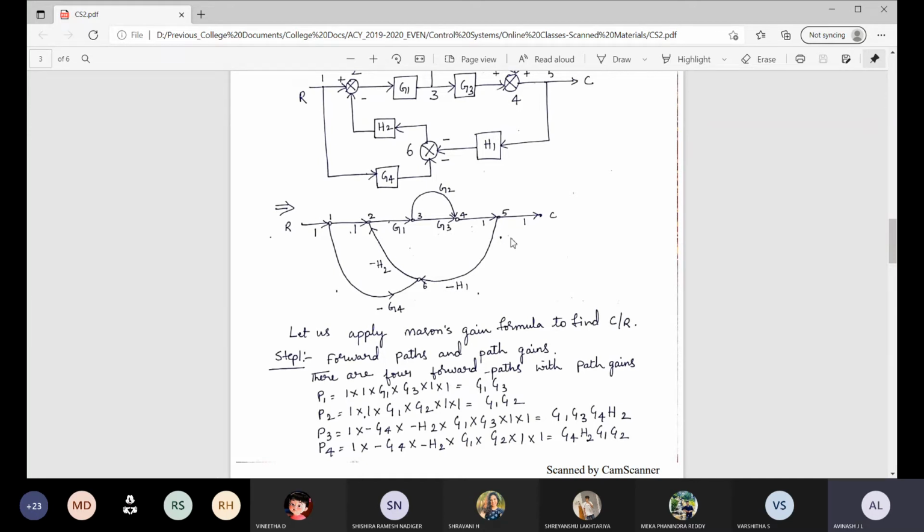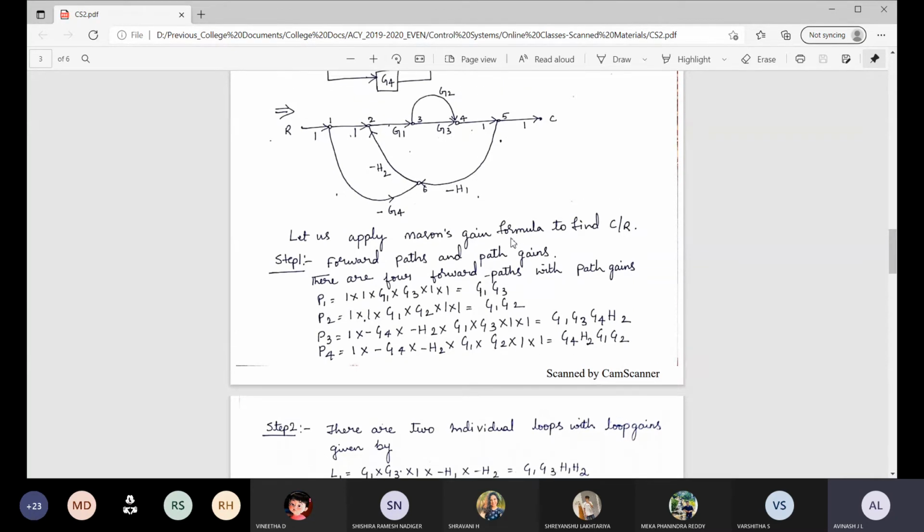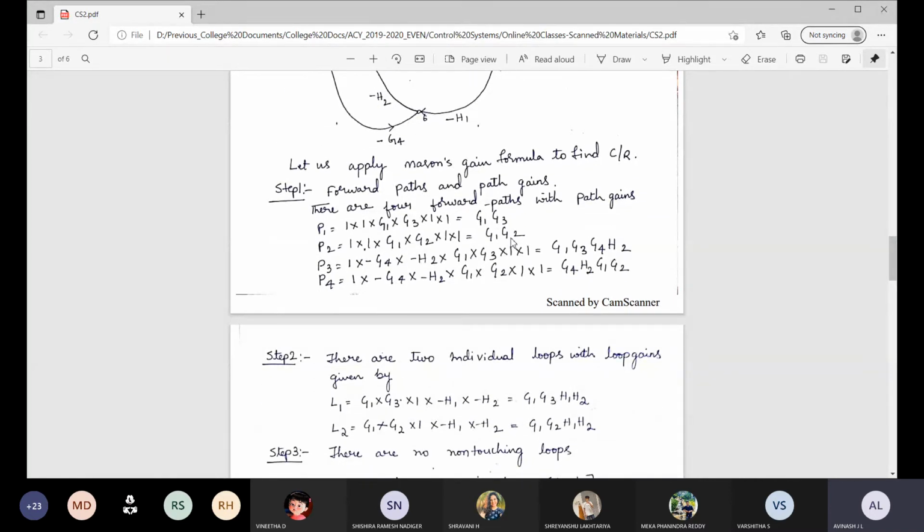Okay. So another loop, if you are seeing, it is G1, G2 into 1 into minus H1, H2. So G1 G2 H1 H2 is another loop. Is it clear? Is there any other loop apart from these loops? Please tell me. If you feel that any other loop is there, I will give a clarification to it. So minus G4 minus H1, that path.